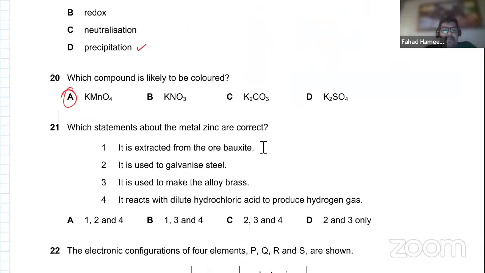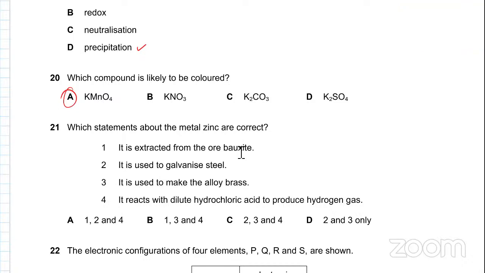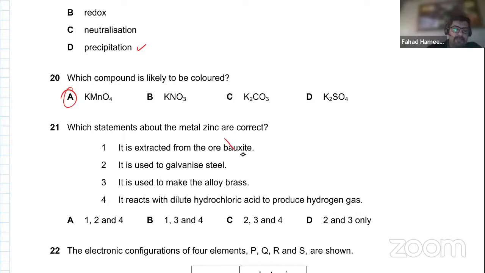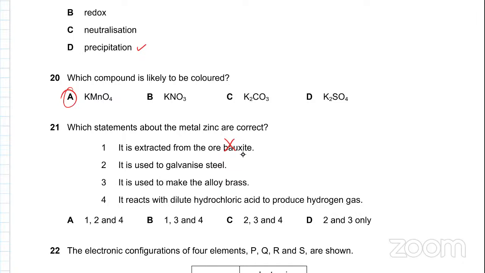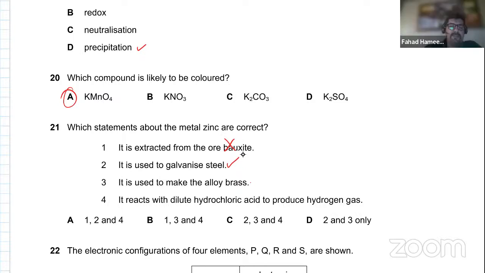Which statements about the metal zinc are correct? Bauxite ore, is that correct? No, that's aluminium ore, so that's wrong. Do you use it to galvanize steel? Yeah, it's correct. Is it used in brass? Yes, copper and zinc, okay.